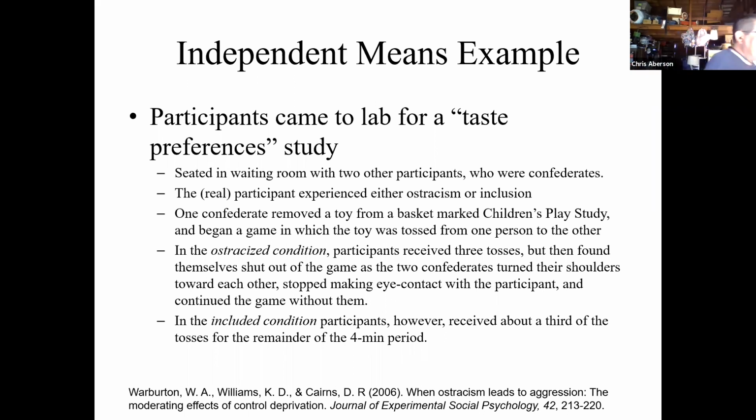The real participant was assigned to experience either ostracism or inclusion. Ostracism is when you're just left out of something. And inclusion is, of course, when you're part of it. So one of the Confederates removed a toy from a basket that said children's play study and began a game where they were just tossing it back and forth. In the included condition, they all 3 were playing with each other. In the ostracized condition, the 2 Confederates included the participant for the first couple of throws and then turned their backs to that participant and just played and ignored the participant.